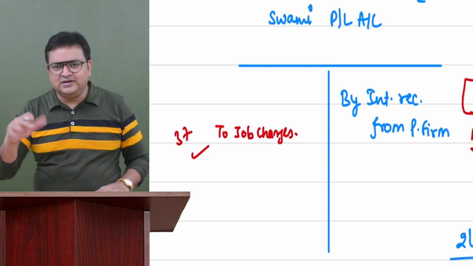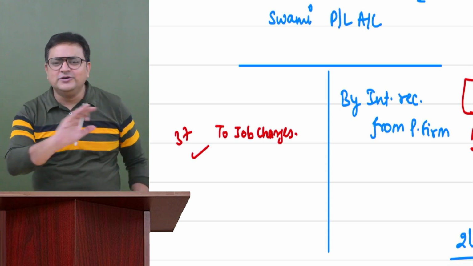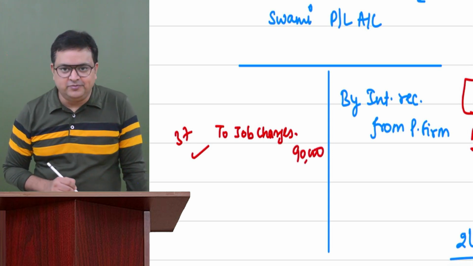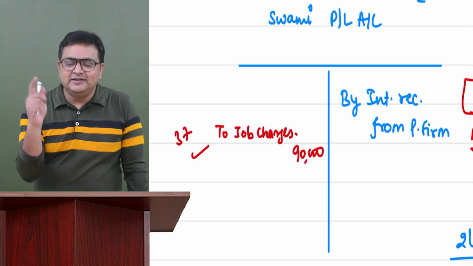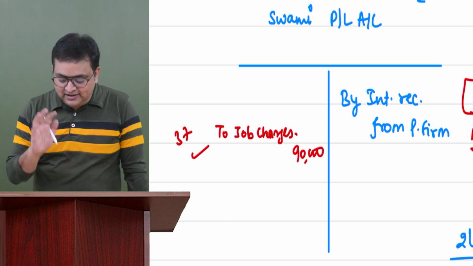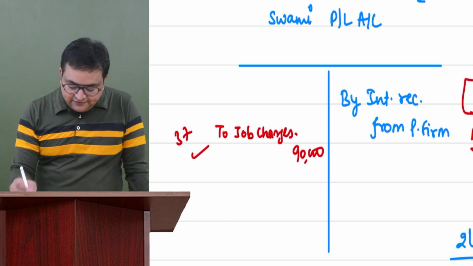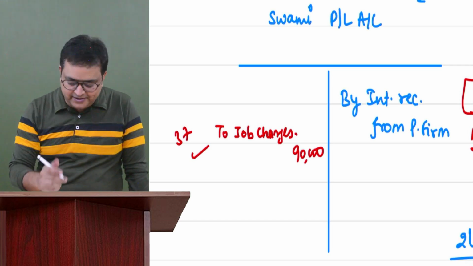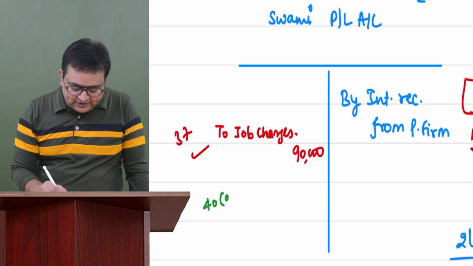Paying job charges is a general business expense. It can be allowed, no issues at all. So what the assessee has done is, the assessee has paid 90,000 rupees. But it is mentioned that this person has not deducted the TDS. So we understand there is a section. If you remember the section number, you can quote it. Otherwise, no need to quote the section number. The section number here is 40(a)(ia).